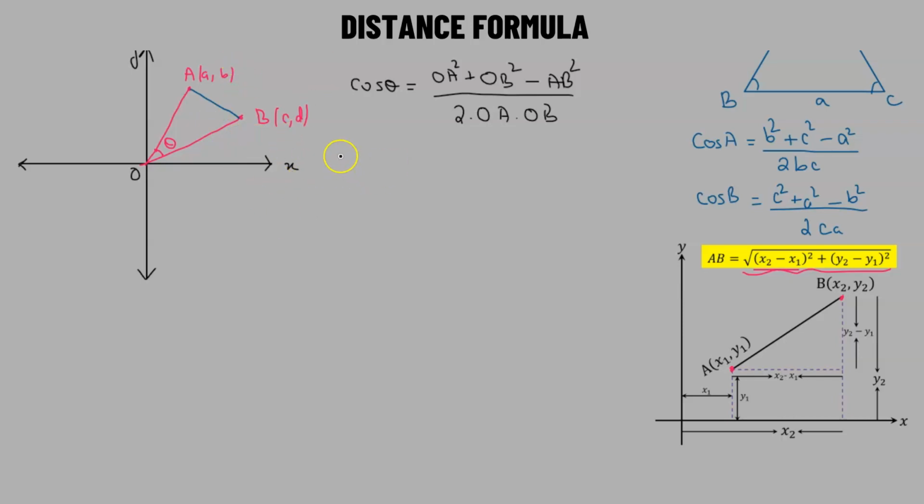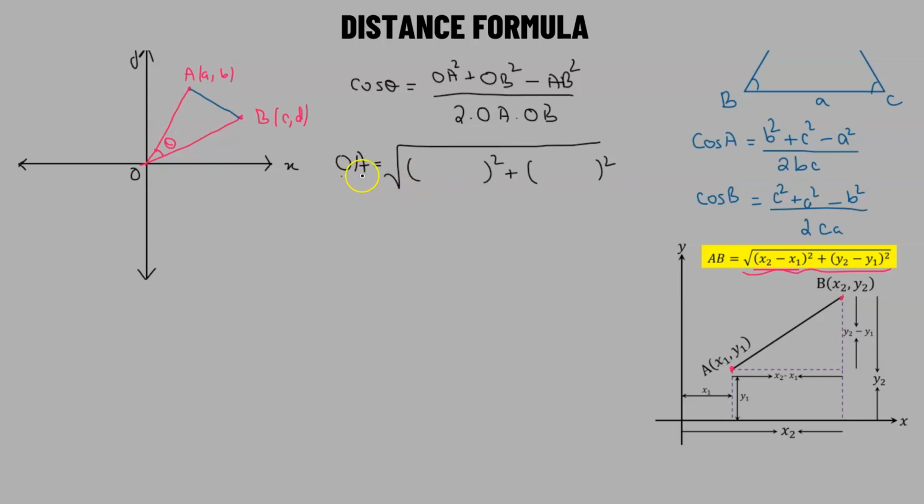So we'll start with OA. To apply the distance formula, all we have to do is first consider the square root. Underneath the square root, we take the difference of the x coordinates squared and add it to the difference of the y coordinates squared. So let's start with the difference of the x coordinate. Here we'll do it carefully.